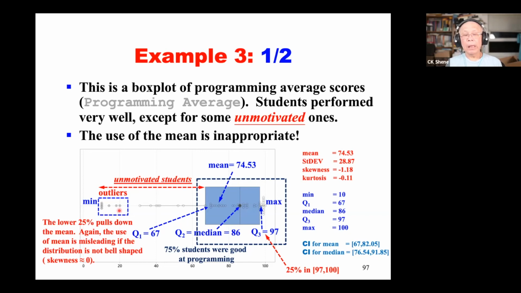Again, the use of the mean in this case is misleading if the distribution is not bell-shaped, even though its skewness is close to 0. So whether you want to include these outliers for your study of the student performance is your choice. I would present 2 sets, one set without outliers, with some explanation of why you exclude them, and then another set where all outliers are included.